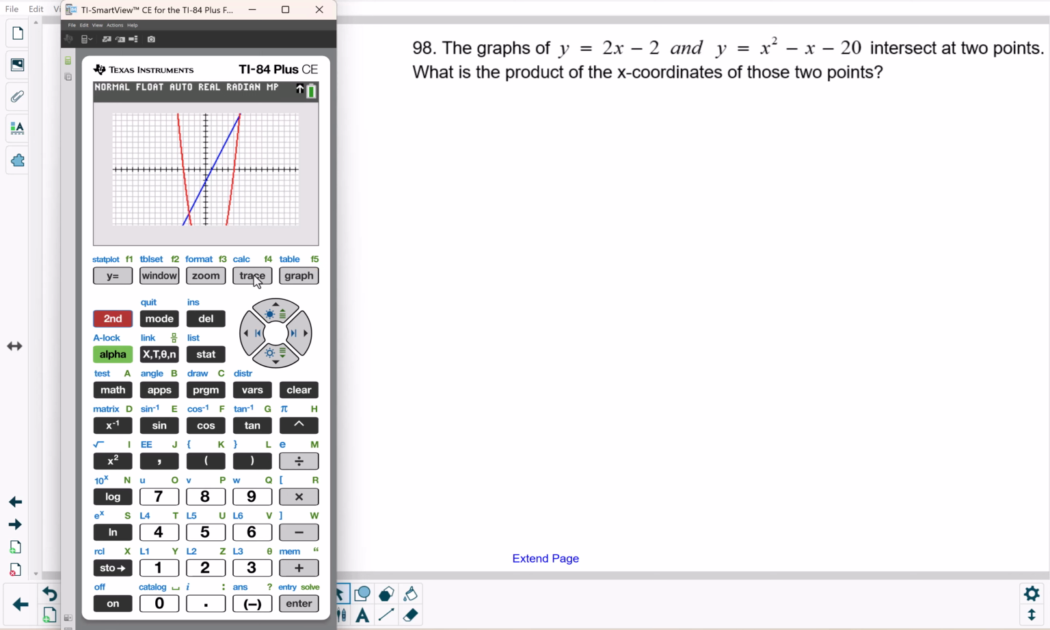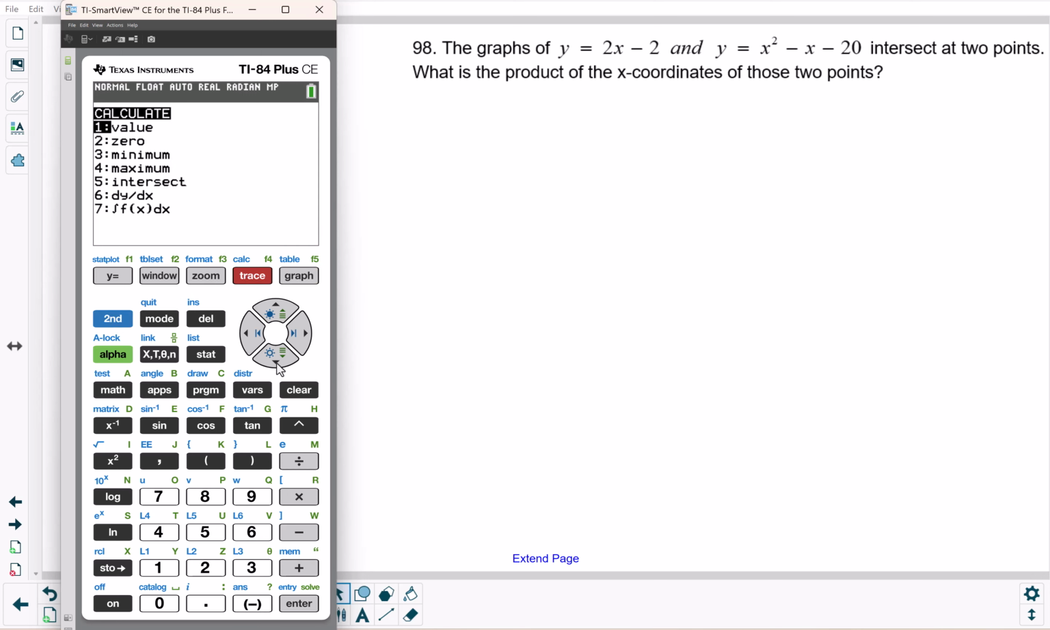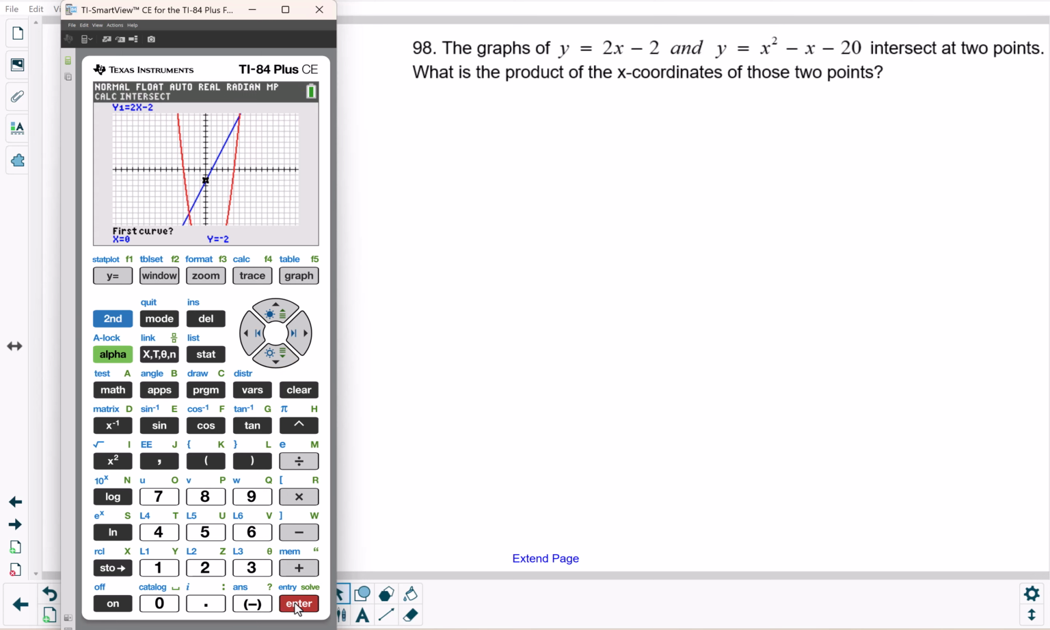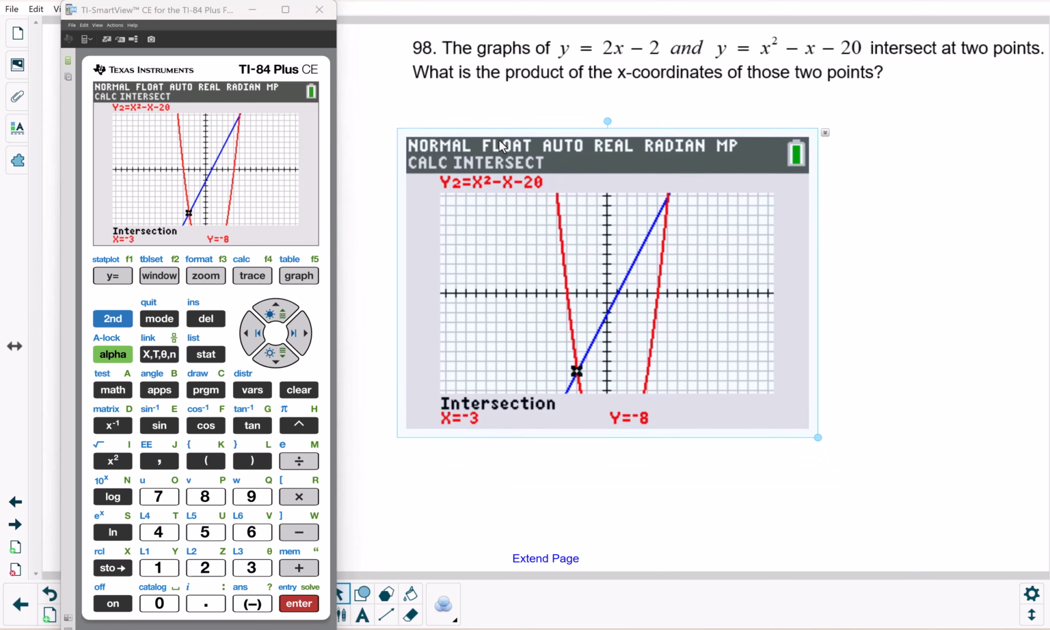So second trace is the calculate menu, and number 5 is how we find intersections. It says, is the first curve blue? Yes, enter. The second one red? Yes, enter. Now my guess is initially 0. I can type in any number. So if I type 0, I should probably get this point of intersection. So I'll just press enter. And there is one of my points of intersection, -3, -8.